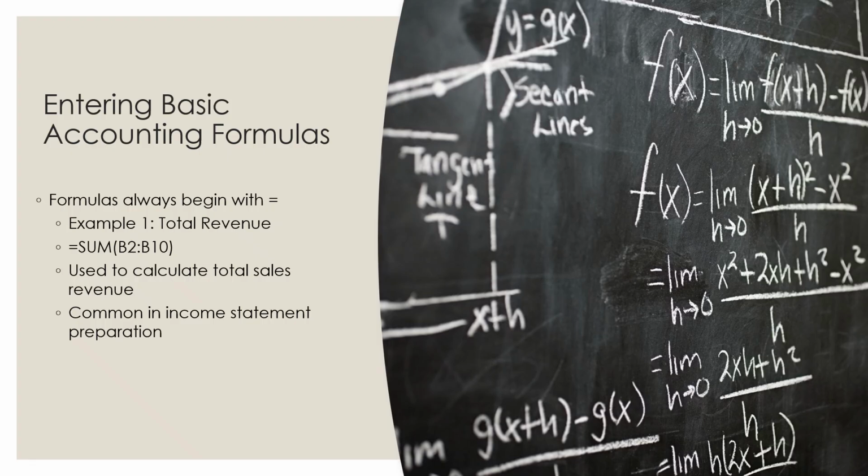Now let's move to formulas. In Excel, every formula starts with an equal sign. Always remember that. For example, to calculate total revenue, you can use =SUM(B2:B10). This formula adds all values from cell B2 to B10. In accounting, this is commonly used when preparing income statements, summing up sales invoices to calculate total revenue. Instead of manually adding figures using a calculator, Excel does it instantly and accurately.